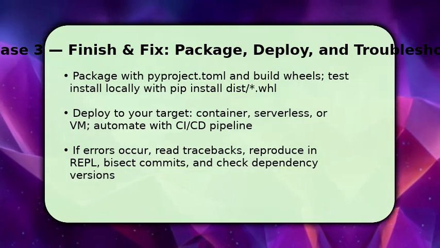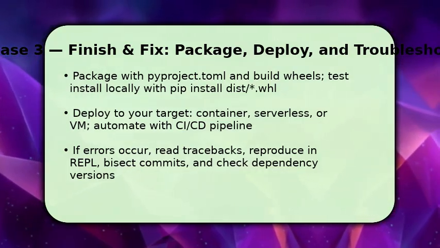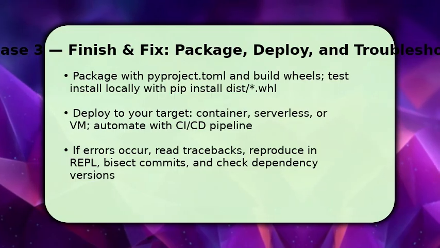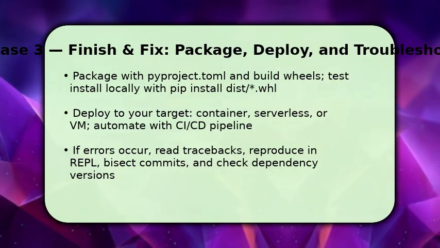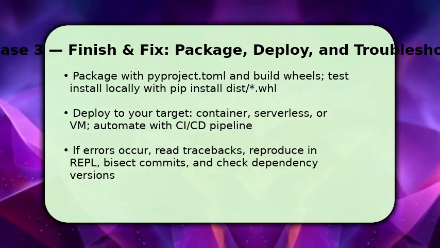If something breaks, read the traceback carefully, reproduce the issue in a REPL, bisect commits to isolate regressions, and confirm dependency versions. This method quickly narrows root causes so you can fix with confidence.